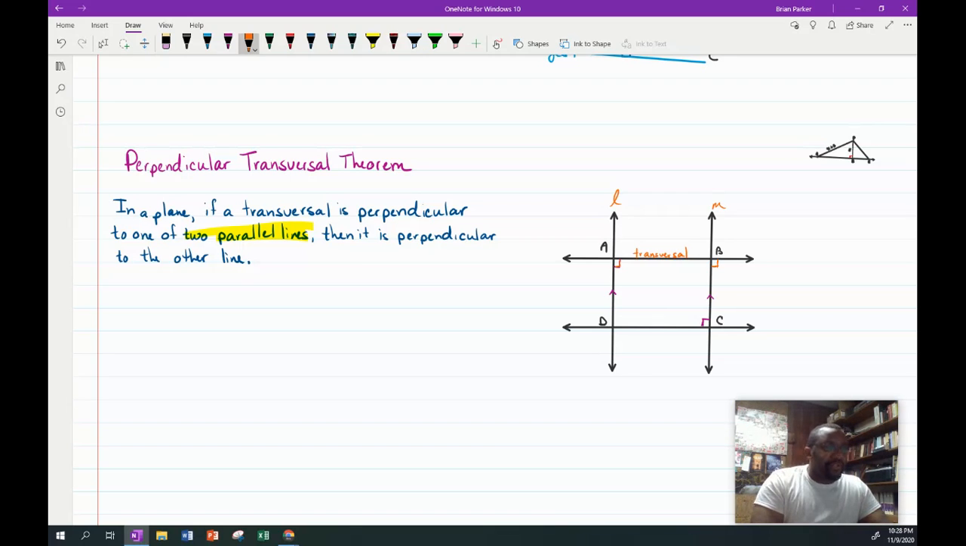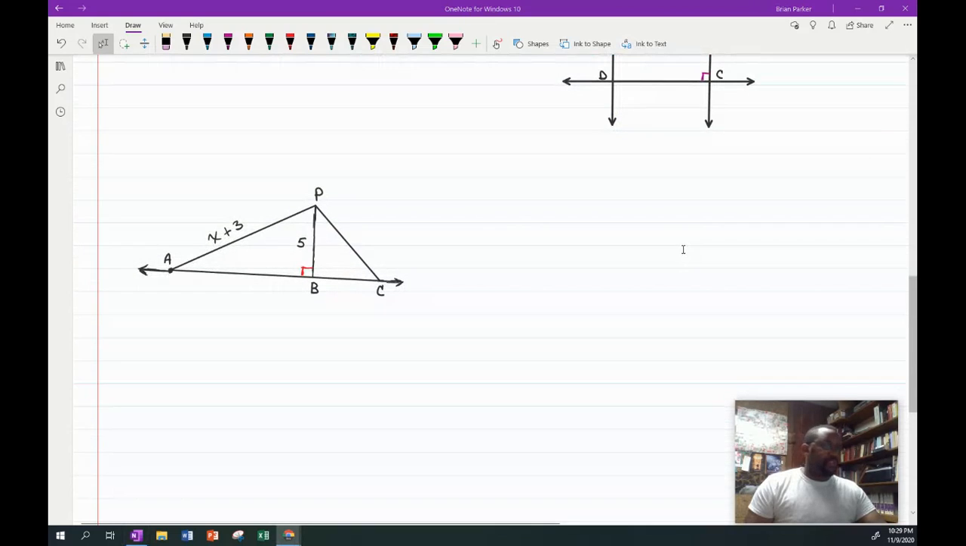Even interestingly enough, even if it wasn't, don't you notice that both of these angles are also corresponding angles, right? And since these lines are parallel, they would have the same measure anyway. So there's a lot of reasons that this makes sense. But that is your perpendicular transversal theorem in a nutshell. So let's just very quickly recap what we've learned.